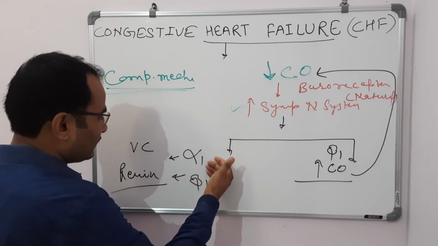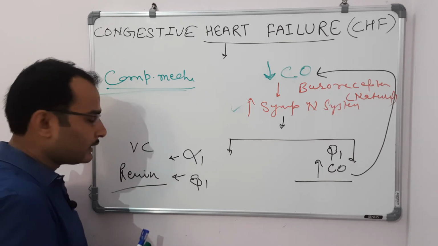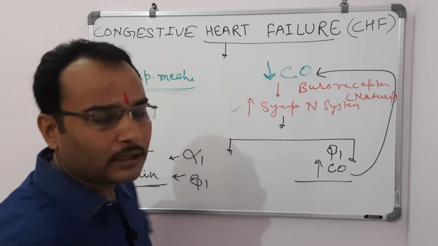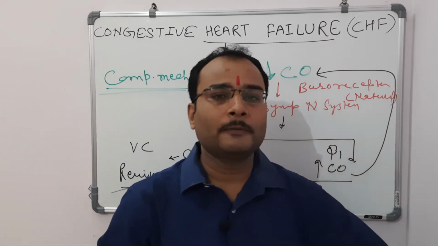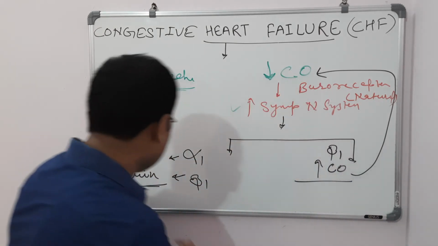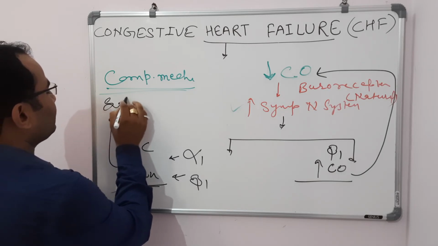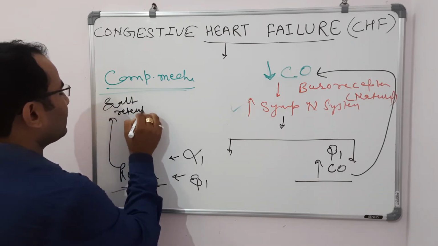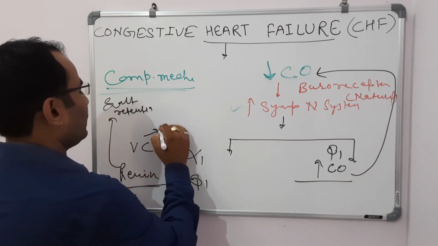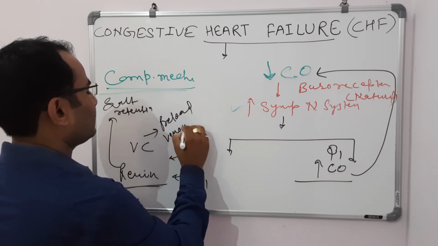Alpha 1 receptor is responsible for vasoconstriction and beta 1 is responsible for release of renin, and through these two mechanisms, renin is responsible for further angiotensin 1, angiotensin 2 and further release of aldosterone, and the aldosterone is responsible for salt retention in the body, and vasoconstriction is also responsible for an increase in preload or venous return.